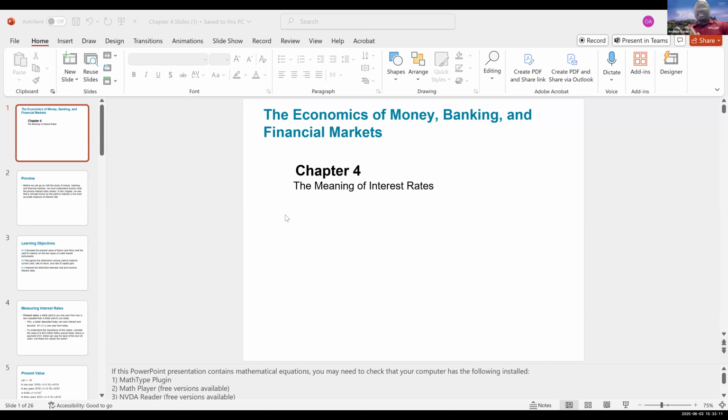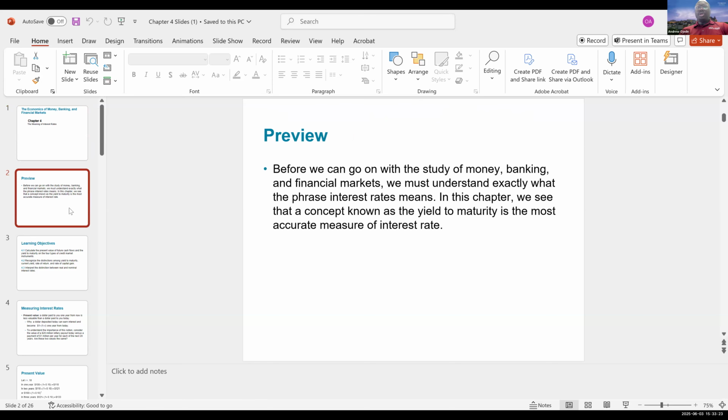So anyway, let's kickstart. That handout is already under the course modules. I'm going to go through it as part of this chapter at some point. But let me first introduce the chapter. This is the meaning of interest rate, which is chapter 4. Before we can go on with the study of money, banking, and financial markets, we must understand exactly what the phrase interest rate means. In this chapter, we see that a concept known as yield to maturity is the most accurate measure of interest rate. So in finance and in economics, the word interest rate is going to be analogous to yield to maturity. It's the same thing.